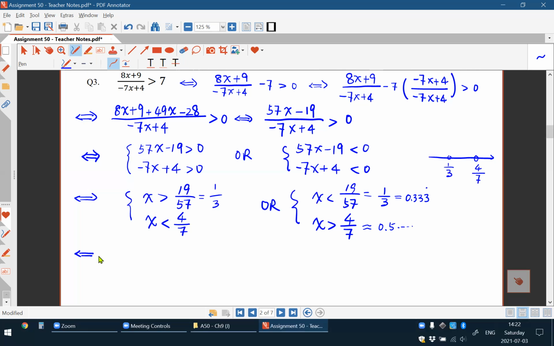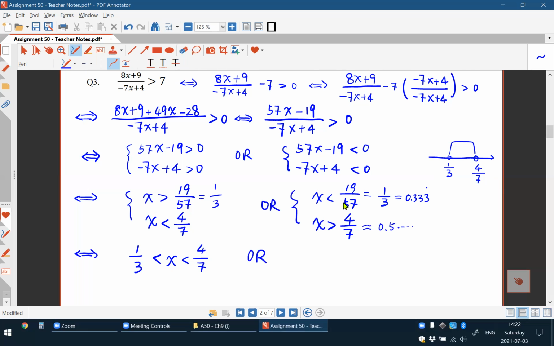Okay, so what is the solution of the first sub-question? It says x should be larger than 1 over 3 and smaller than 4 over 7. So considering the relative positions of 1 over 3 and 4 over 7, the final solution of the first sub-question is x should be smaller than 4 over 7 and larger than 1 over 3, right?